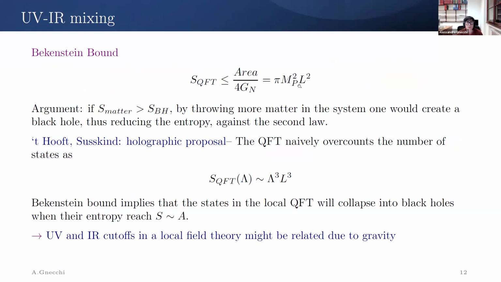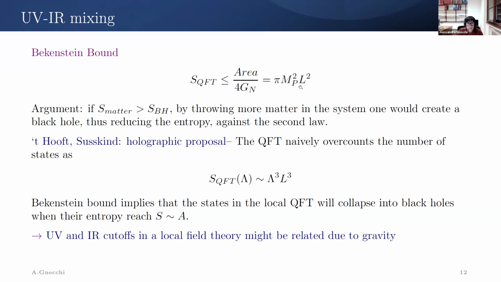It tells us that in a certain region of space, the maximum entropy of quantum fields is bounded by the entropy of a black hole, which has the form of the area of the black hole, and this gives us a bound. The argument for this bound is that if the matter in this region of space had bigger entropy than the equivalent black hole, then we could throw more matter into the system dynamically, and then the black hole would form, but then the entropy would decrease, and that's against the second law.